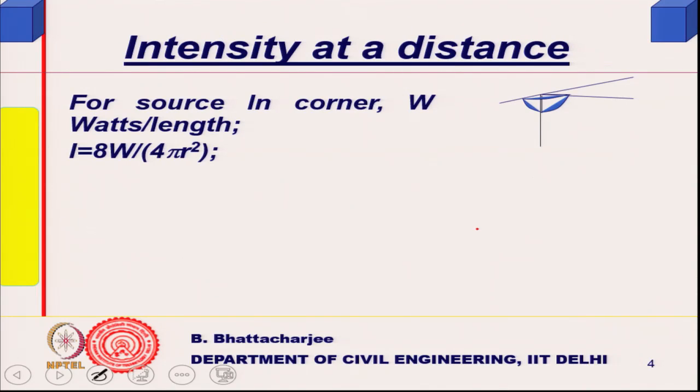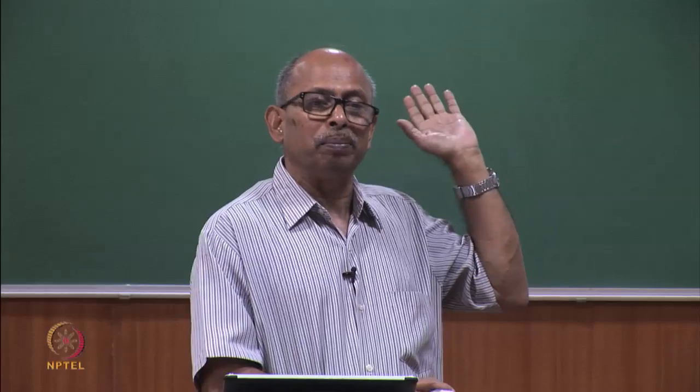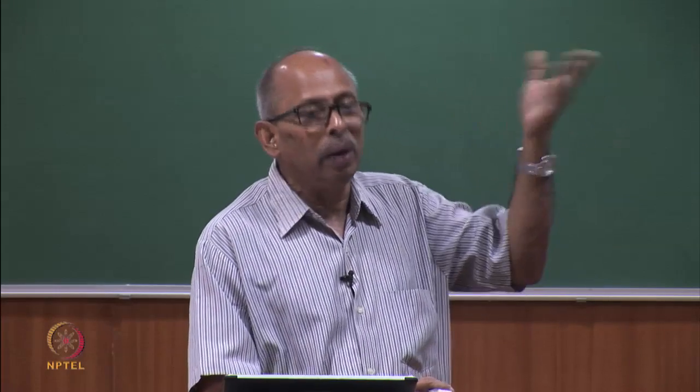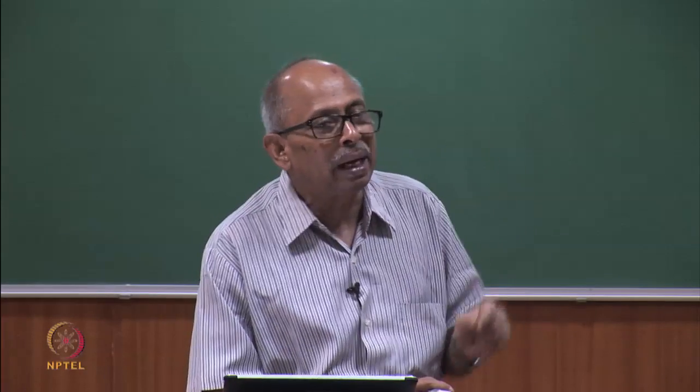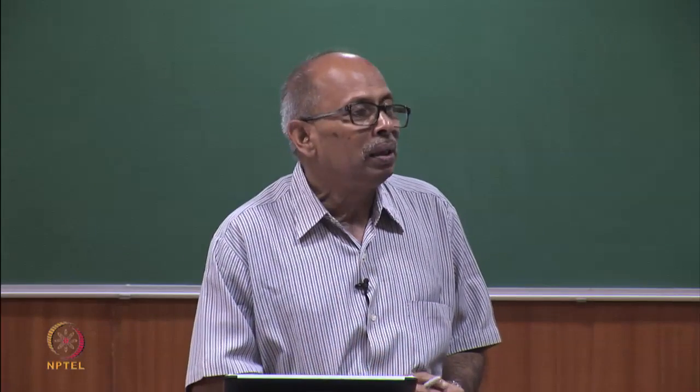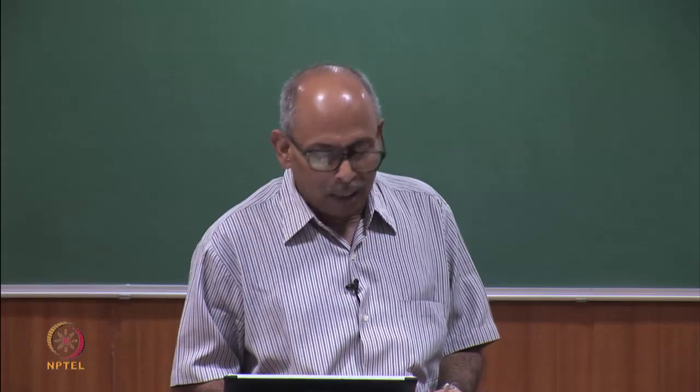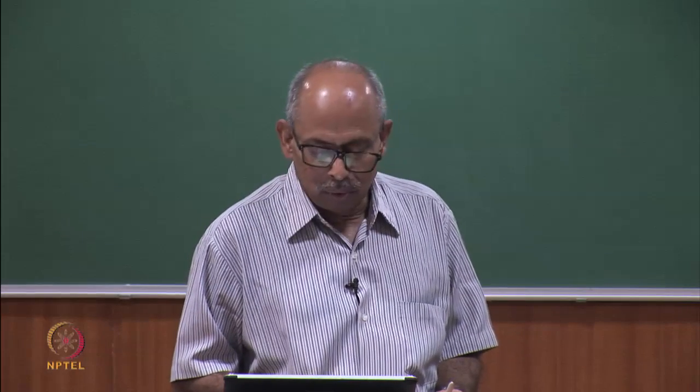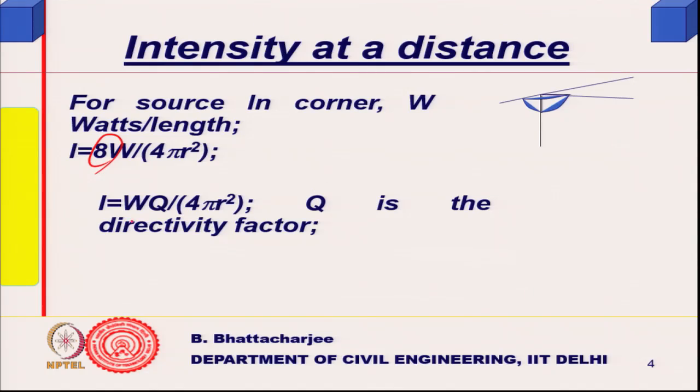So all I am saying is that I can multiply by a factor depending upon the nature of the source, whether it is emitting the sound on the back side in all directions or only in a specific direction. This we define in general terms as Q. So we write in general terms WQ divided by 4 pi r squared. What is Q? Q is called the directivity factor, because sources are directional.